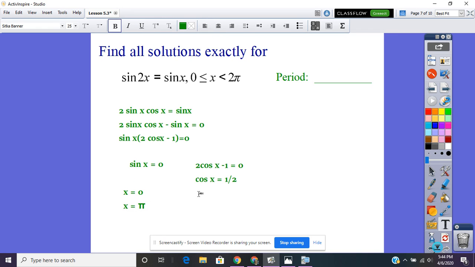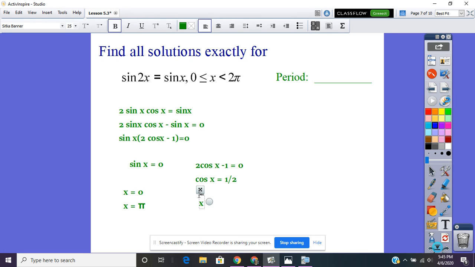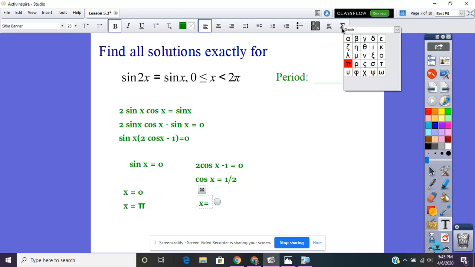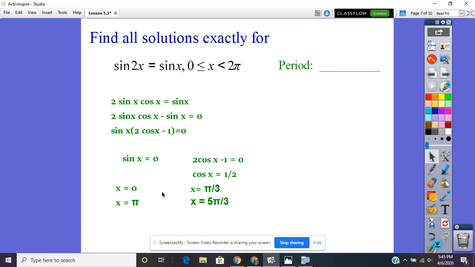All right, so now we're going to find, where does cosine equal 1/2? Well, cosine is a positive 1/2 right here, at pi over 3, and then also at 5 pi over 3. So pi over 3 and 5 pi over 3. So x equals pi over 3, and x equals 5 pi over 3. Because, once again, it tells you what domain to work within, these are your only two answers. So we'll box these in.